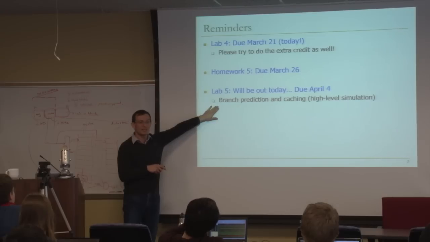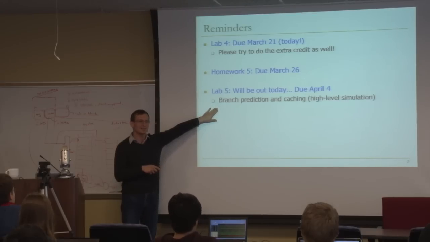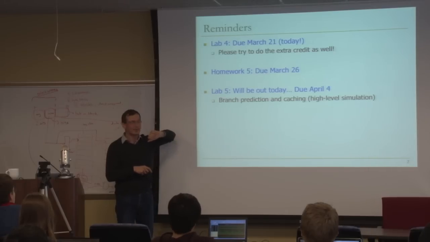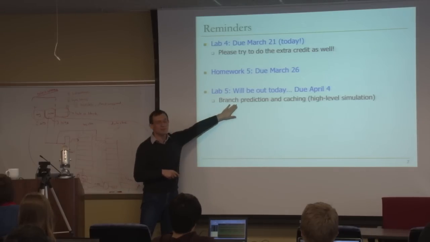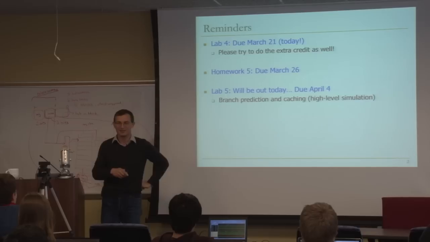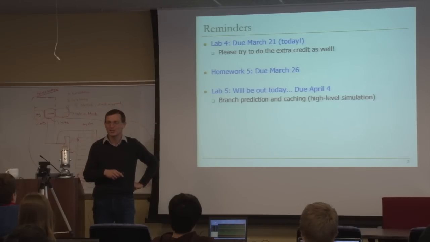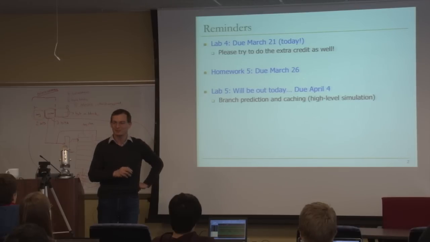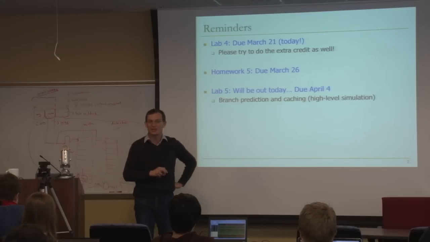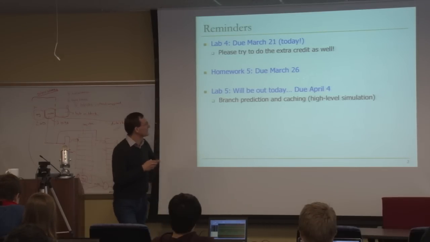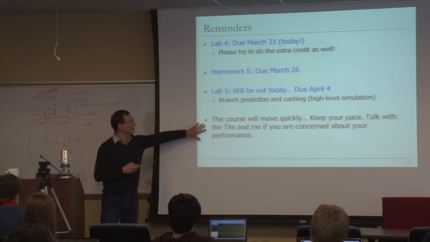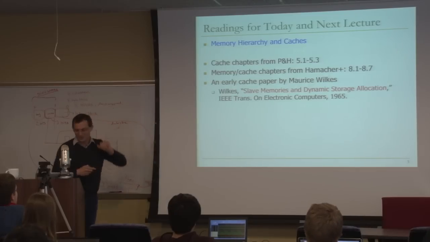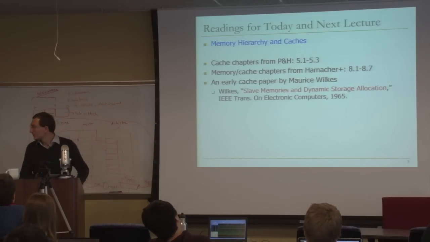We're going to do high-level simulation of the processor that you've designed. You'll see the difference. And you're going to be implementing branch prediction and caching in the high-level simulation. High-level meaning C-level simulation. So you don't actually need to model every cycle accurately. Model the gates accurately. That enables you to do design trade-offs at a high level. But we can talk about that later. Okay, this is what I told you earlier. Okay, these are the readings for today and the next lecture, so hopefully you're doing these.